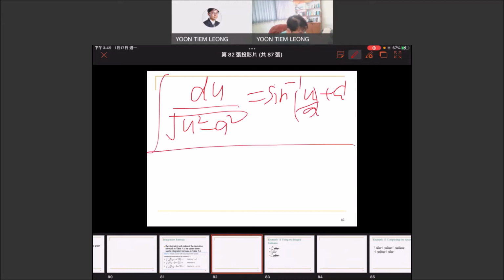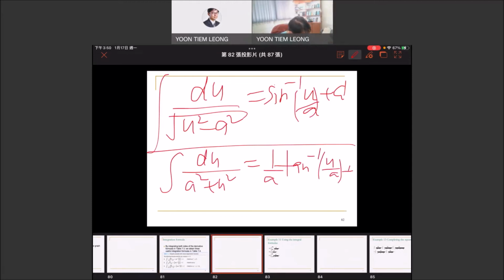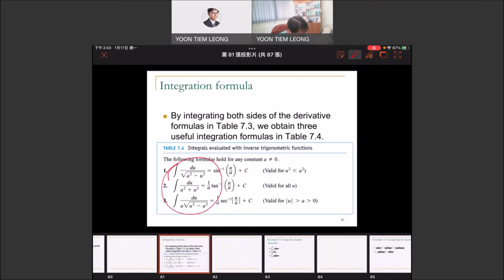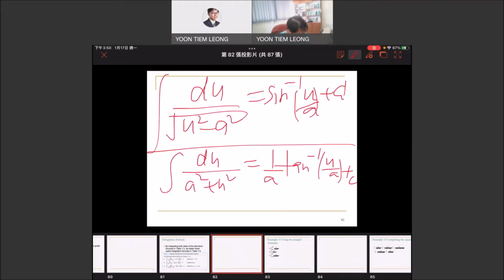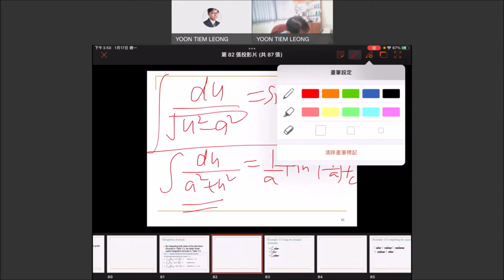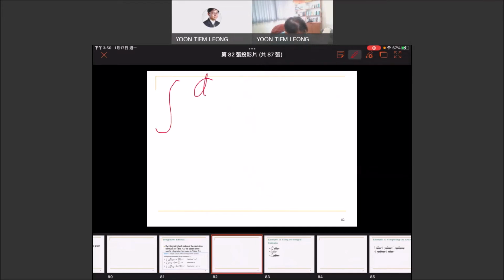Okay, so then you are also looking for integration of the form 1 over a squared plus u squared. So that will give you an arctangent, I think here it is u over a plus a constant. I'm not sure, I have to check and see whether this formula is correct. Yeah, I think that is the second part. So when you see integration of this form, then you know that the result is in the form of arctangent. And then the other one is the integration of this form, du over u times the square root of u squared minus a squared.